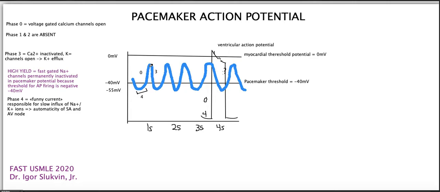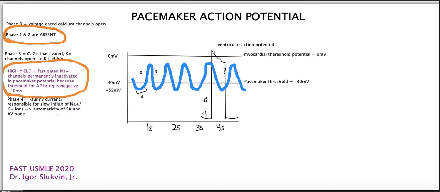Another big point, high yield. Those of you going for a 250, I'll circle here. The fast gated sodium channels are permanently inactivated in the pacemaker nodal cells because you don't need them. The threshold is minus 40 millivolts. You don't need to get to that positive threshold potential. So that's a very big difference. Also, this is a very big difference. There's no phase 1 and 2.